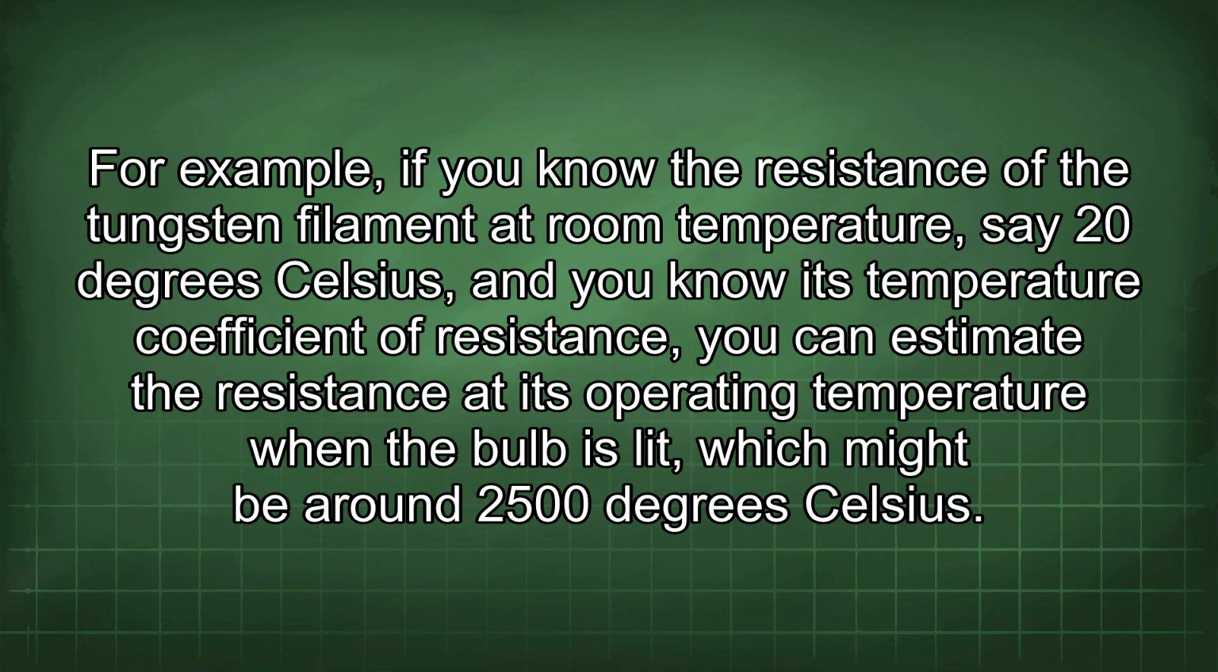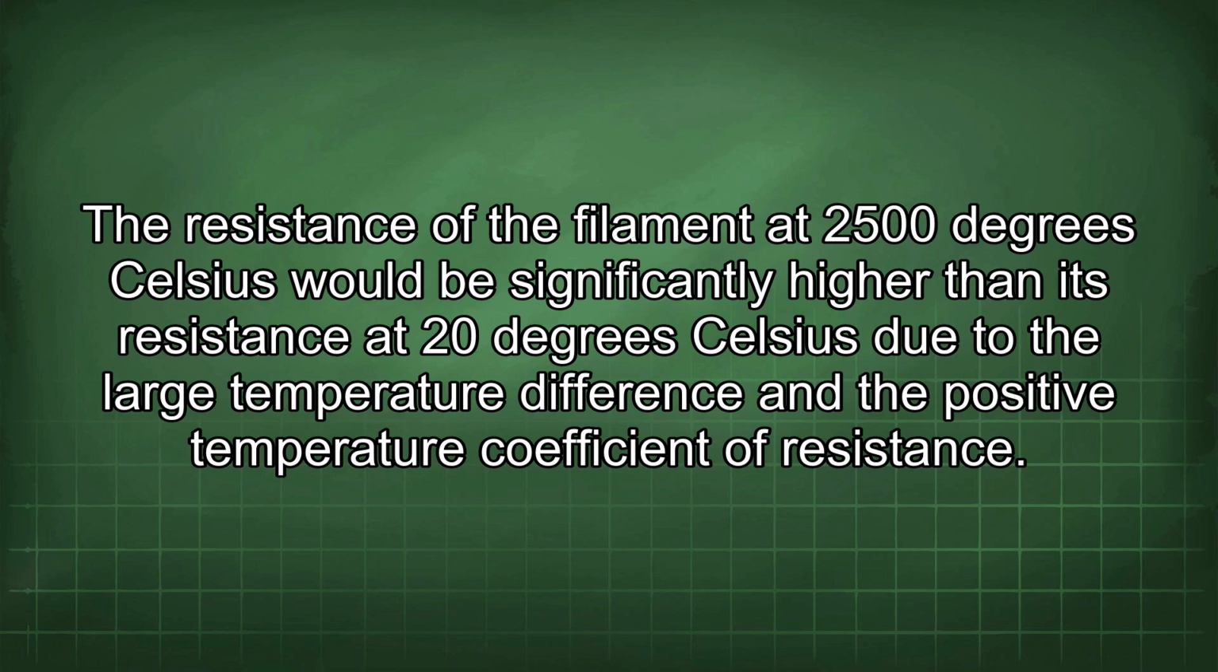For example, if you know the resistance of the tungsten filament at room temperature, say 20 degrees Celsius, and you know its temperature coefficient of resistance, you can estimate the resistance at its operating temperature when the bulb is lit, which might be around 2500 degrees Celsius. The resistance of the filament at 2500 degrees Celsius would be significantly higher than its resistance at 20 degrees Celsius due to the large temperature difference and the positive temperature coefficient of resistance.